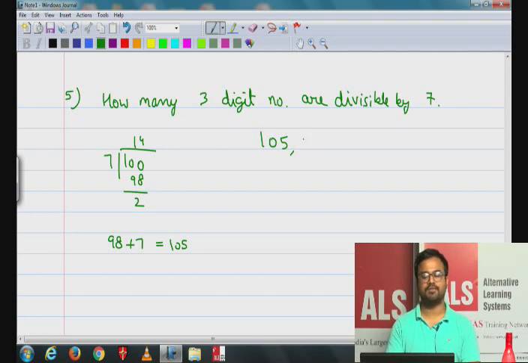So 105, then adding 7, we will get 112, then 119, and so on. Now the largest 3-digit number we know is 999. Divide this by 7 also. 7 1 times 7.